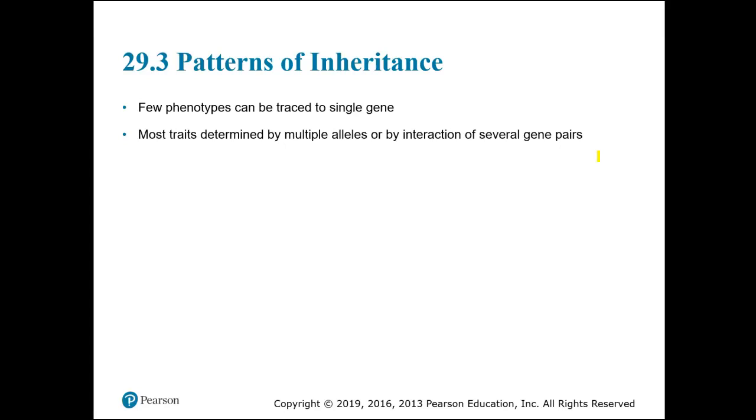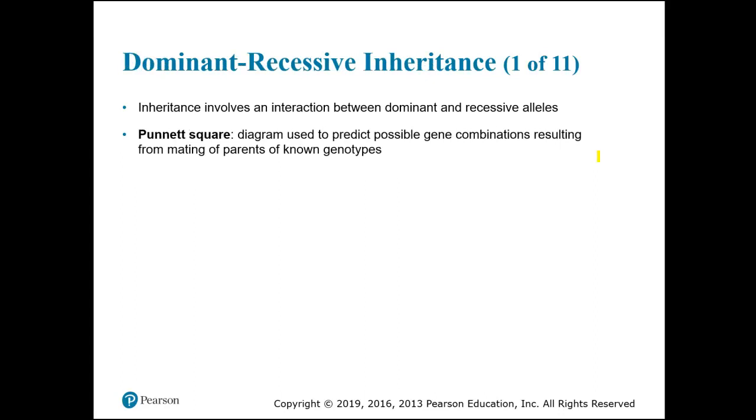Now we're going to move on to section 29.3, patterns of inheritance. Patterns of inheritance, that is just basically how that trait is inherited. So the simplest pattern of inheritance, I just call it simple dominance. That's how I teach it in biology. But in anatomy, this textbook is calling it dominant recessive inheritance.